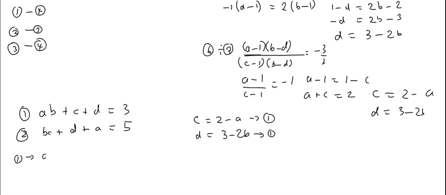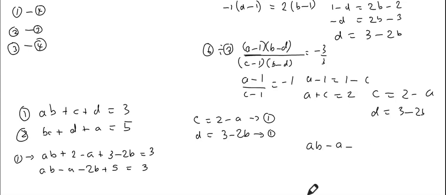Again into equation 1, I get AB plus 2 minus A plus D, which is 3 minus 2B, and that is 3. So let's neaten that up. You've got AB minus A minus 2B plus 5 equals 3. And so finally we have AB minus A minus 2B equals minus 2. And I'm going to call that equation 9.